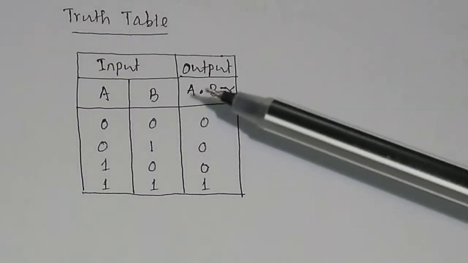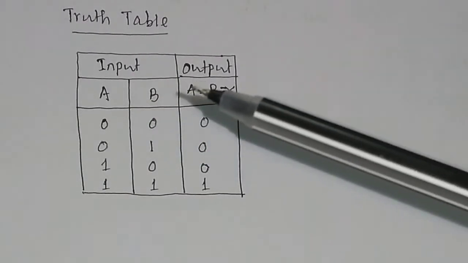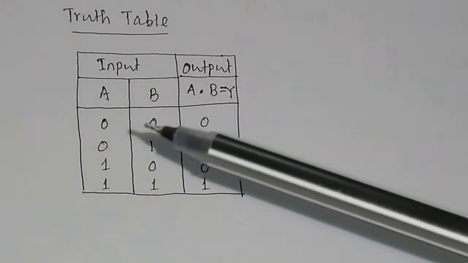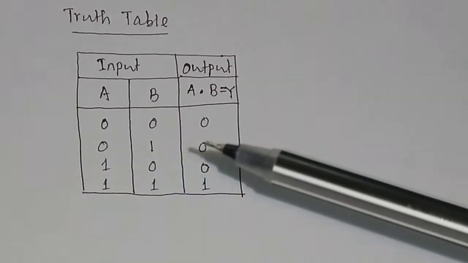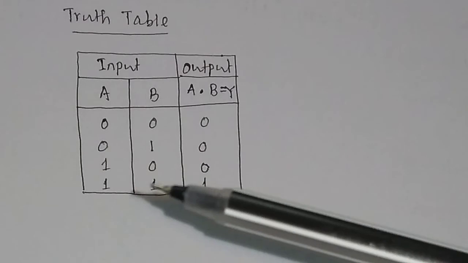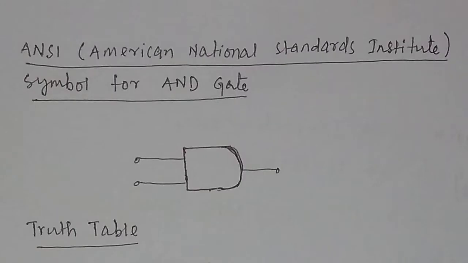So if you draw the truth table for the AND gate, then for input A and B, the output will be equal to A and B or A dot B, that is equal to Y. So for 0, 0 input, output will be equal to 0. For 0, 1 input, output will be equal to 0. For 1, 0 input, output will be equal to 0, and for 1, 1 input, output will be equal to 1.